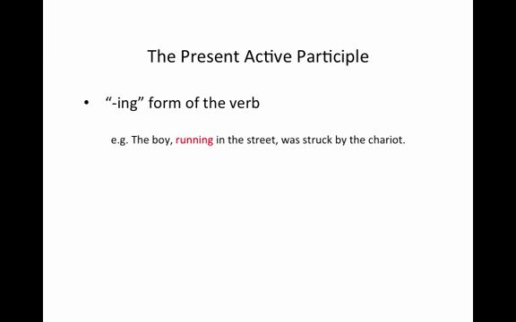Let's look at the present active participle specifically, though. It is the -ing form of the verb. For example, in this sentence, the boy running in the street was struck by the chariot. Note that running is an adjective modifying the boy.